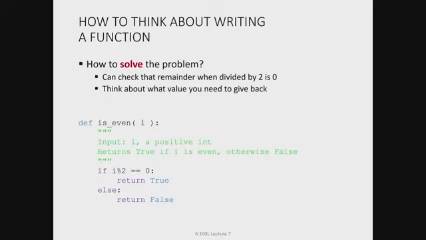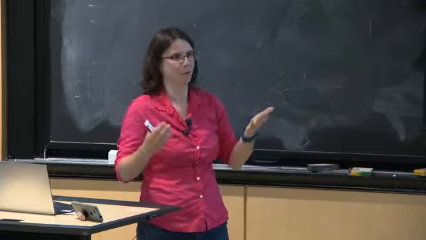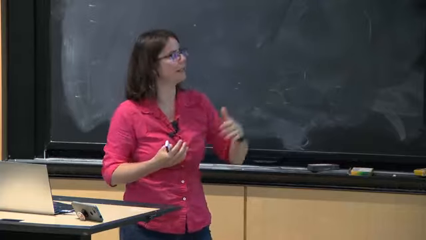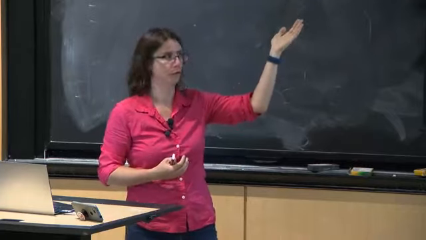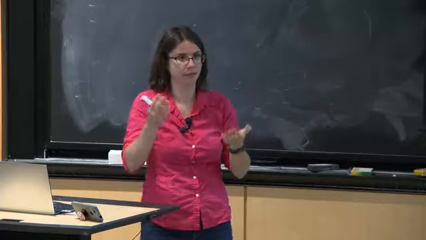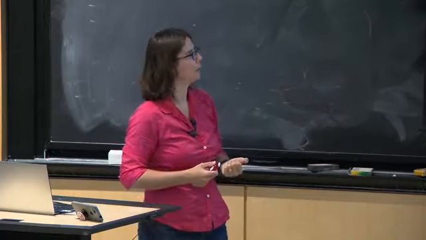So for us, we solve the problem by basically saying if the remainder when we divide i by 2 is 0, we return True, and otherwise we return False. Okay? That's code you could have already written without this function lecture, but now we're putting it in the context of a function definition. So we're going to be able to run this function with many different inputs to give us a bunch of different outputs, whether a bunch of these different numbers are even or not.